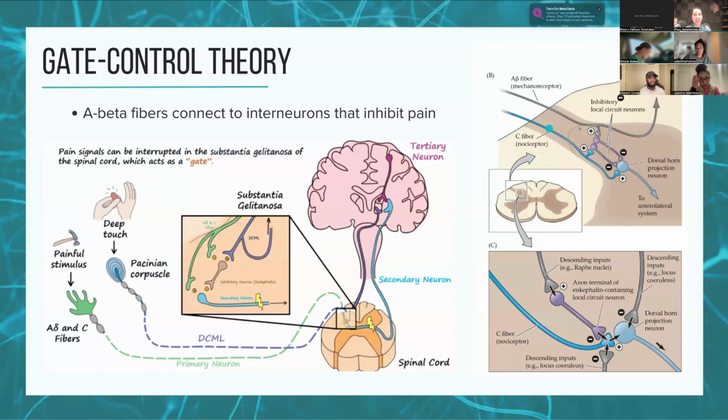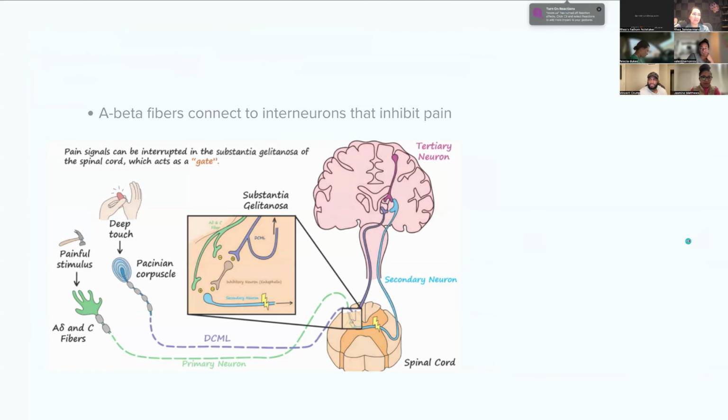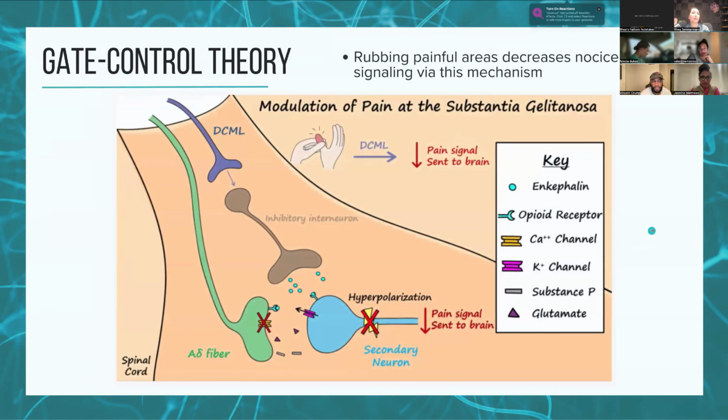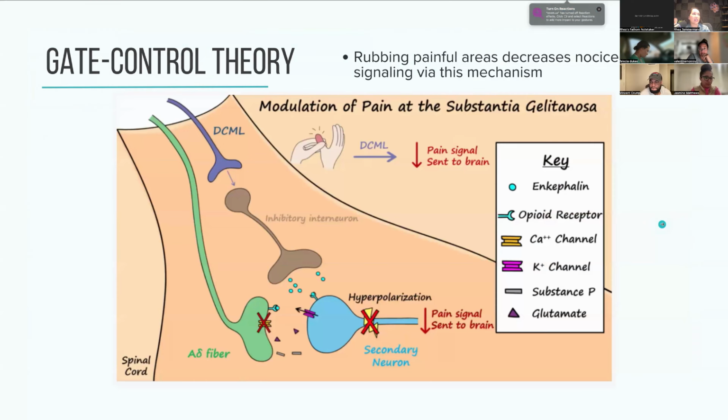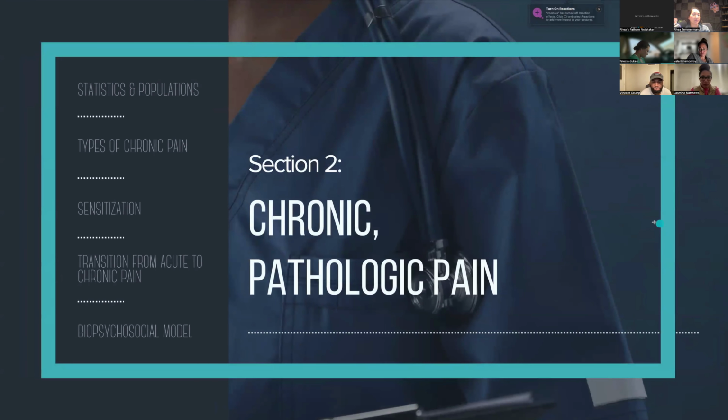Because they're faster, they actually get to the interneurons before the C fibers and A delta fibers, and they turn on those interneurons to decrease pain signaling, so that by the time that signal gets there from the C fiber or the A delta fiber, that interneuron is already working to decrease pain signaling. So that's part of the gate control theory, why rubbing your arm kind of helps with that pain. Yep, that's pretty much summarizing what we just talked about.